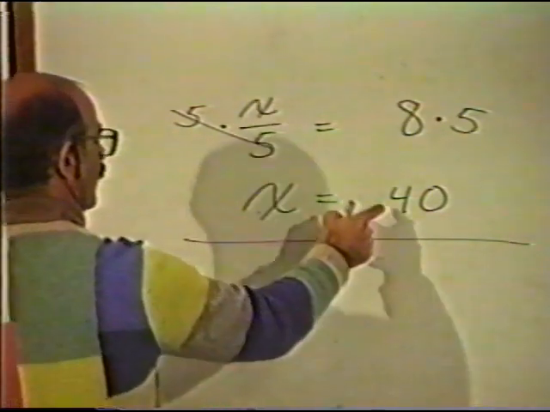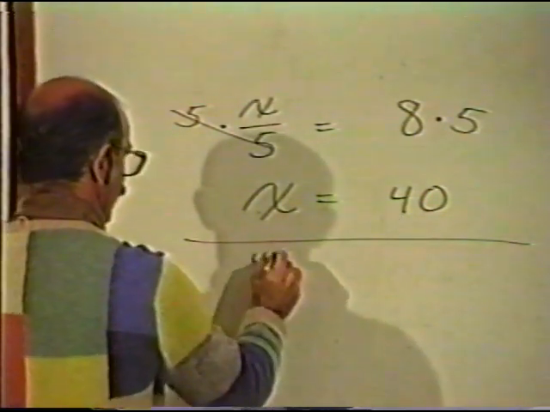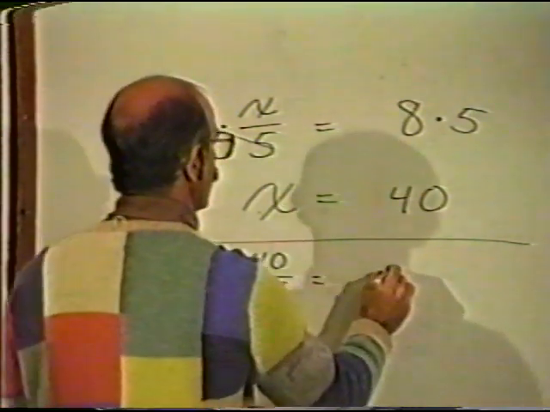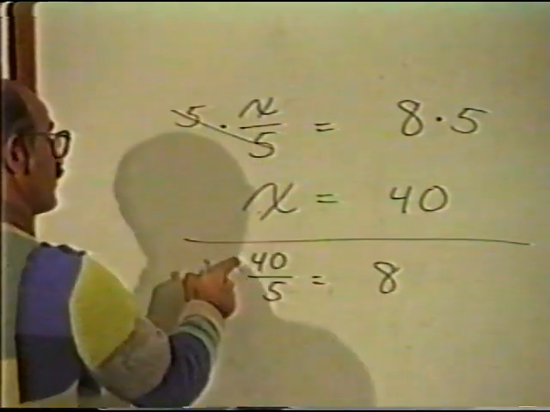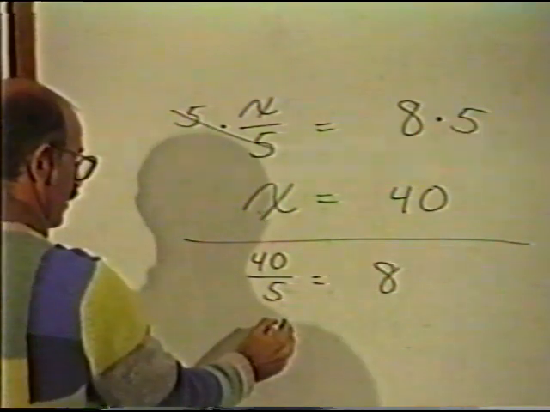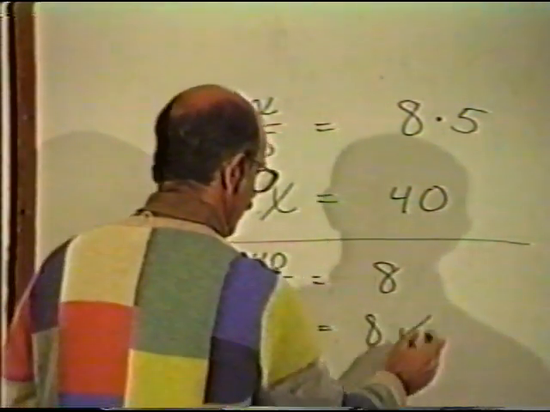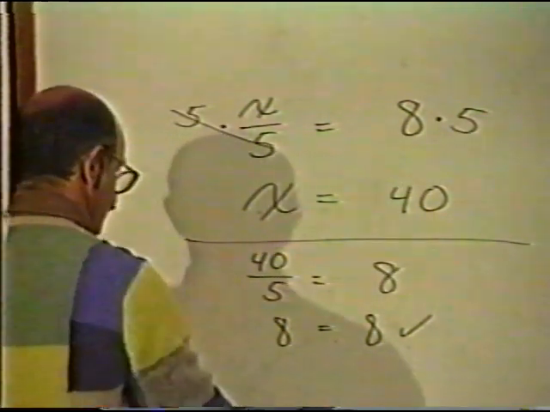x, which we found out is 40. 40 over 5 is supposed to equal 8. What is 40 divided by 5? 8. 8 equals 8, and we got it right.